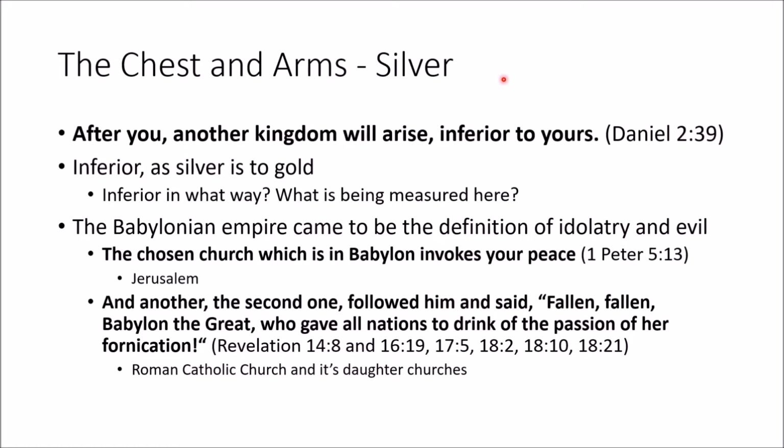The meaning is, in what way is this inferior? It doesn't actually say, but we can see that this is silver and the other one was gold. So we see that something is inferior. It isn't clear what exactly is being measured here, and we're going to talk about that later on. But he says this kingdom is inferior in the same way that silver is inferior to gold. And that sets up the whole pattern here.